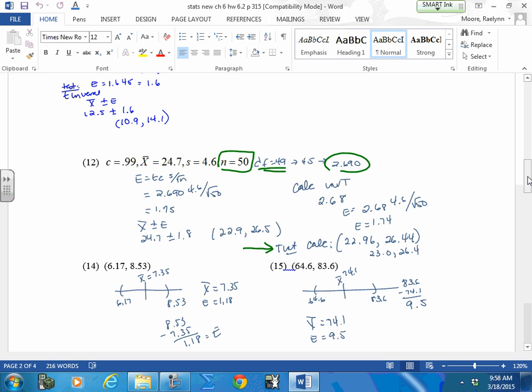Okay, can everybody find 14 and 15? Can everybody find a mean and a margin of error given an interval? Yes? Okay. So it looks like it's pretty good.